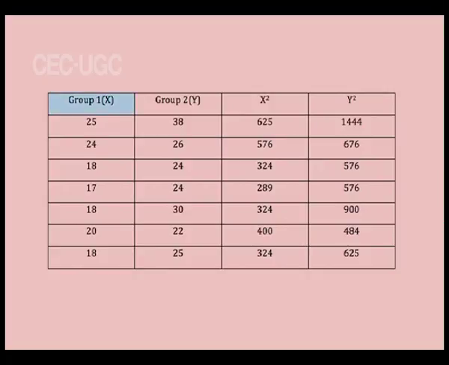Let us take a look at the labels for the columns in the table. The column group 1, denoted by the symbol capital X, gives you the scores of 7 subjects in group 1. The column group 2, denoted by the symbol Y, gives you the scores of 7 subjects who were in group 2. X square gives you the square of the scores of each of the subjects in group 1. Y square is the square of each of the scores of the subjects in group Y or group 2.